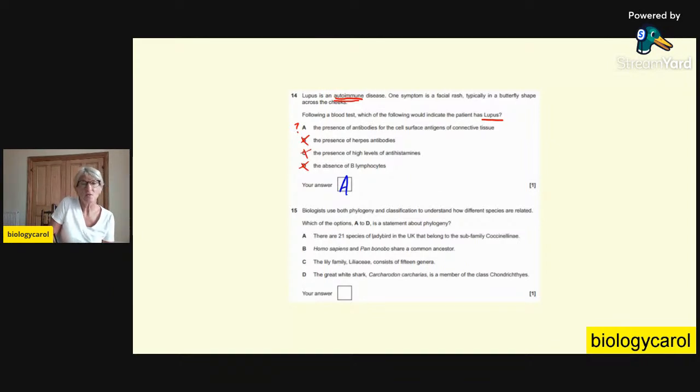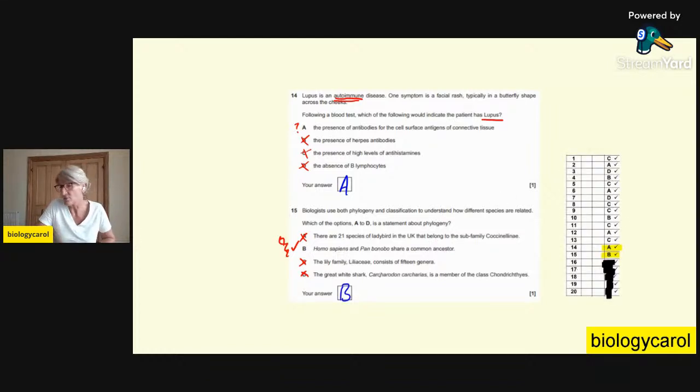So, A, 21 species of ladybird in the UK that belong to the subfamily Coccinellidae. No, that's about classification. That's about putting stuff in groups. Homo sapiens and Pan bonobo share a common ancestor. Oh, this is about relationships. I'm liking this. The lily family, Liliaceae, consists of 15 genera. Well, whoopee-doo, that's about classification. The great white shark is a member of the class Chondrichthyes. No, that's about classification. So B is the right answer. And there's the mark scheme.